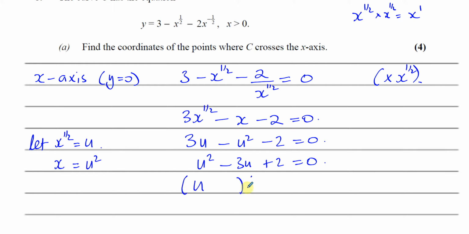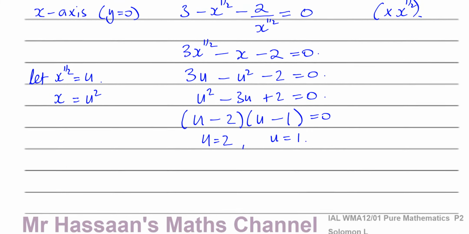This will give me 2 factors with u at the front, both with negative signs. 2 numbers multiplied to give me 2, and add to give you minus 3. Well, there must be minus 2 and minus 1. So I know that u is equal to 2, and also u is equal to 1. Those are the 2 solutions for u, but we want to find what x is.